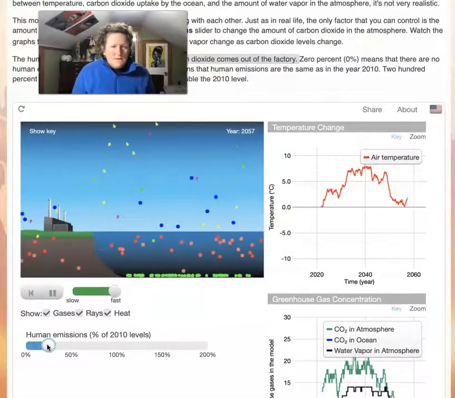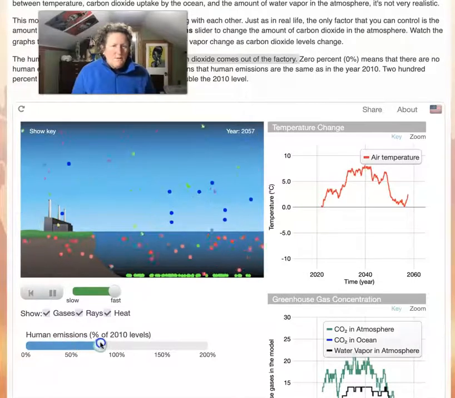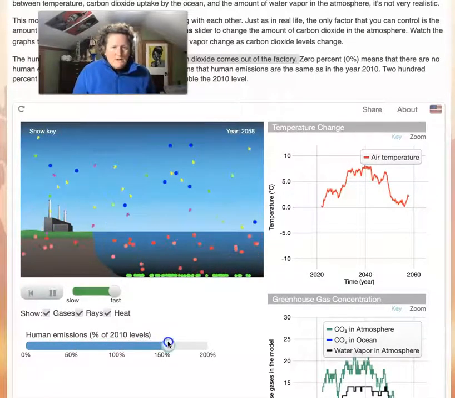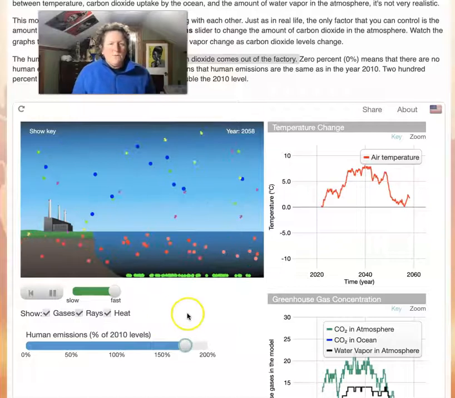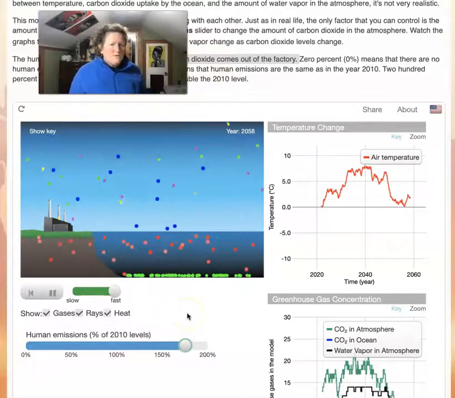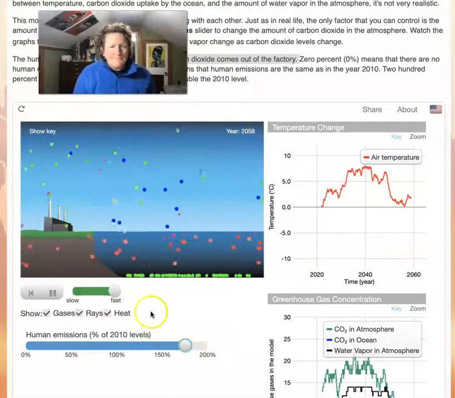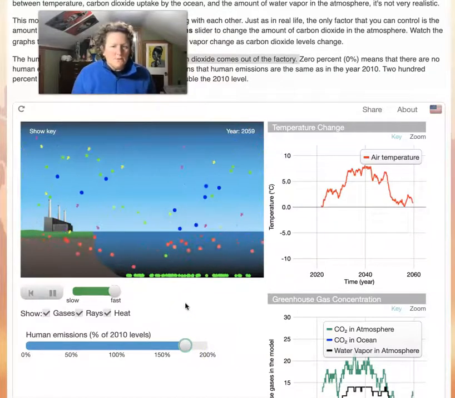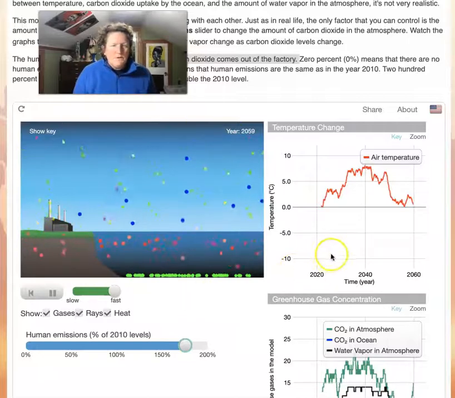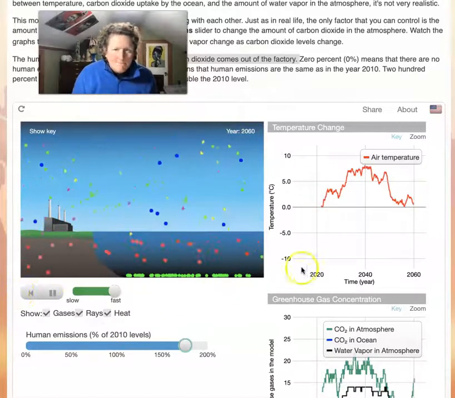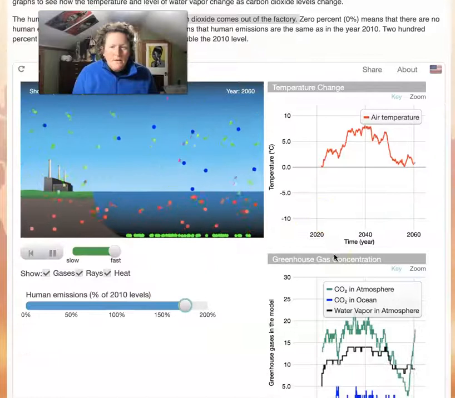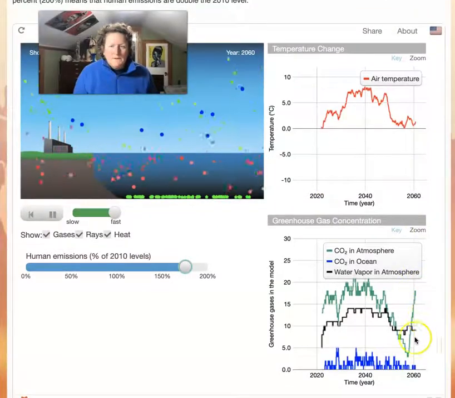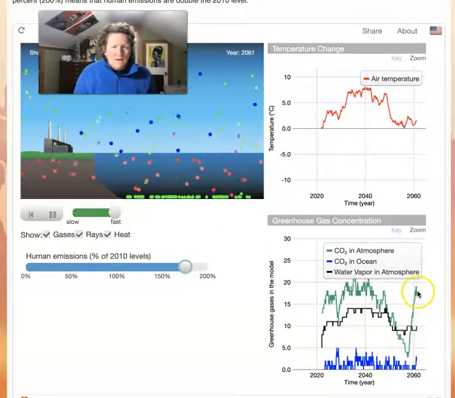This is the ideal scenario where we took all the carbon created by humans out of the picture. Let's turn it way up. This is probably closer to what's really going to happen if we don't get our carbon dioxide under control here. We're starting to put in carbon dioxide. Oh, there it is. Carbon dioxide in the atmosphere is taking off.